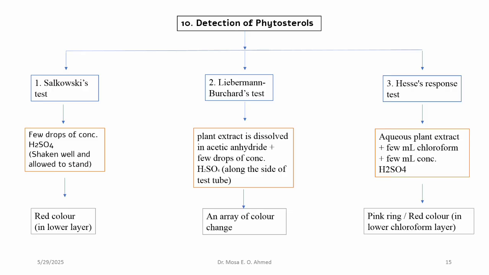The plant phytosterol is detected by three qualitative chemical tests. One of them is the Salkowski test. Number two, the Liebermann-Burchard test. And number three, the Hesse response test. The Salkowski test consists of a few drops of concentrated sulfuric acid, shaken well and allowed to stand. If the extract contains phytosterol, a red color is produced in the lower layer.